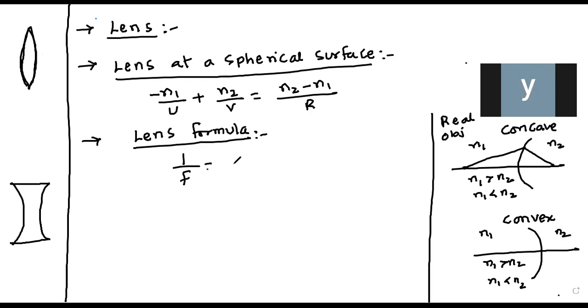Similar to the mirror formula, we are having the lens formula. That is, if I know the object distance and image distance, then I can find the focal length of the lens. If we have only one spherical surface, then I will apply this formula. Suppose this is number one and this is number two. And number three, it is the lens maker's formula. That is how a lens will be prepared.